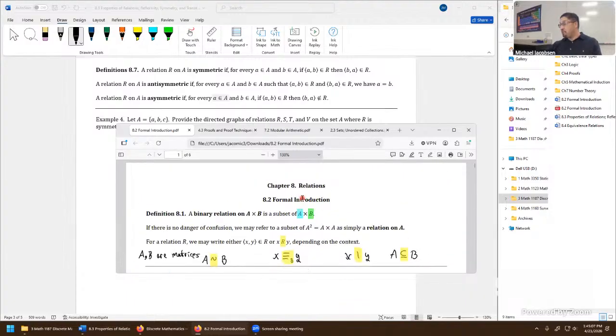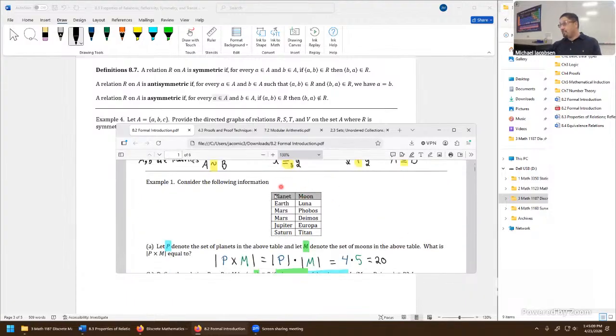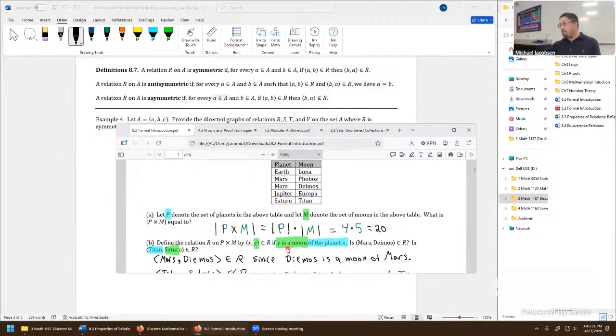Plenty of relationships are not symmetric whatsoever. For example, this one, when we define the relationship where y is a moon of the planet X, if you swap the rows and columns, you have completely changed the meaning, and it's broken this idea here.